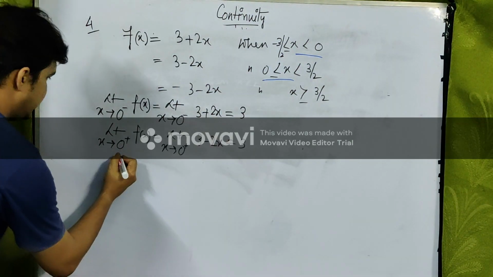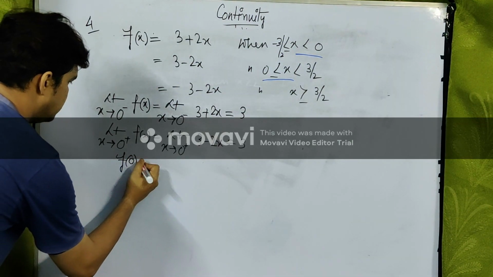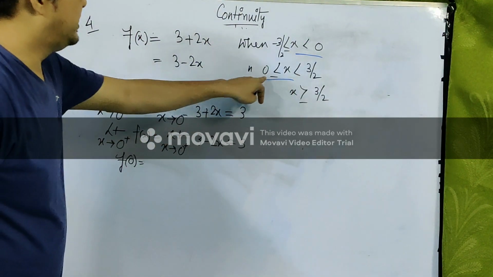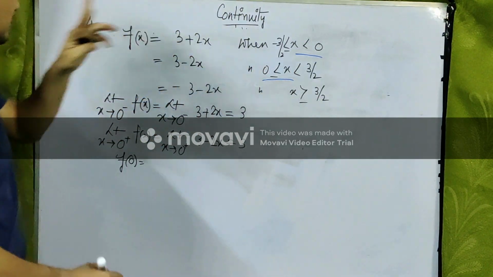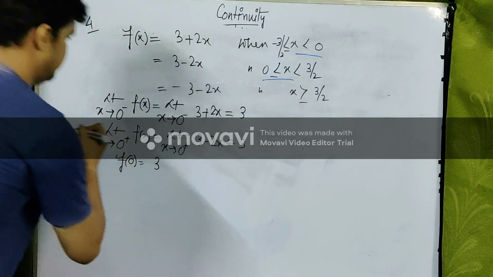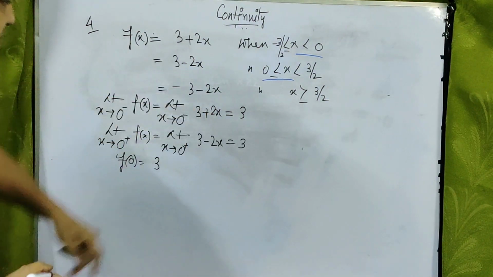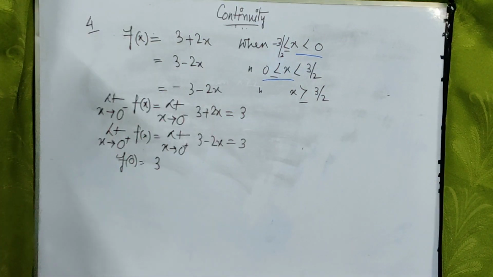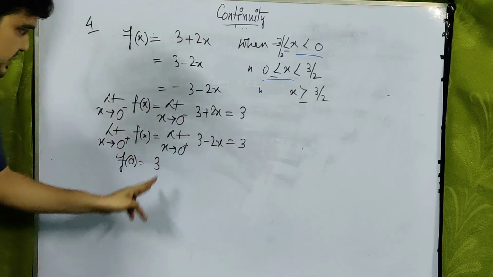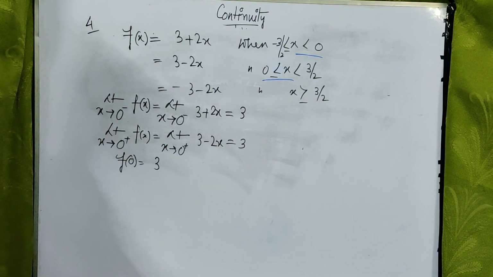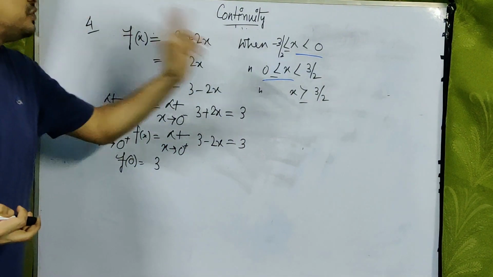And what is the value of f(0)? That means here in this function we have to put x equals 0. So it becomes 3 if we put x equals 0 in this function. So these three values are the same. From here we can say the function is continuous at the point x equals 0.